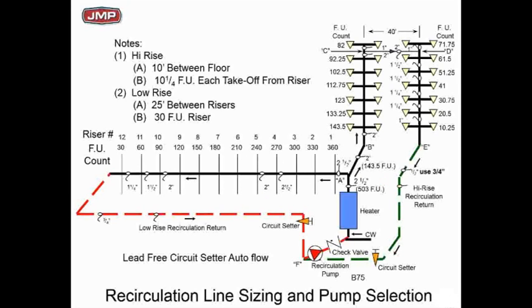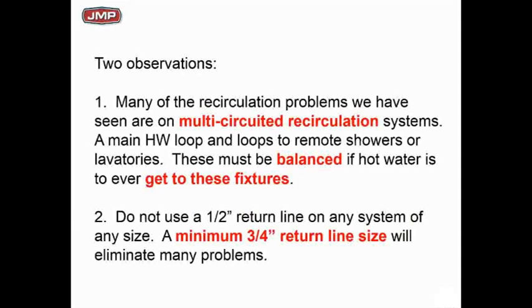So we just recommended that we make that return line, that red line, 3/4 inch, and that would make it more self-balanced. A couple comments: anywhere you've got multiple recirculation from different fixtures or different areas of the building, you're going to have to balance to get hot water to the fixtures. And if you don't, you're going to have big issues.